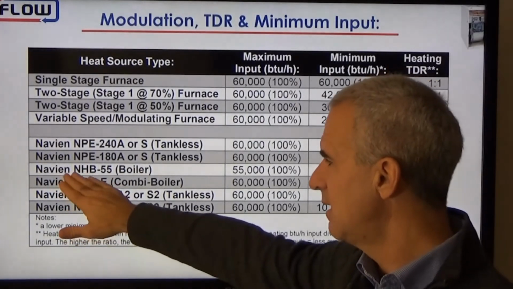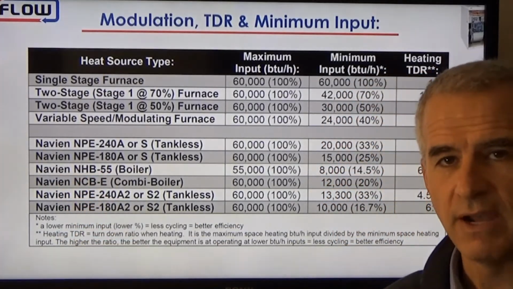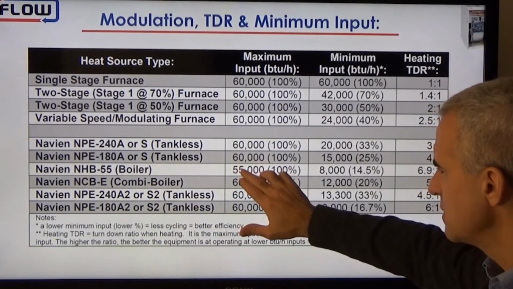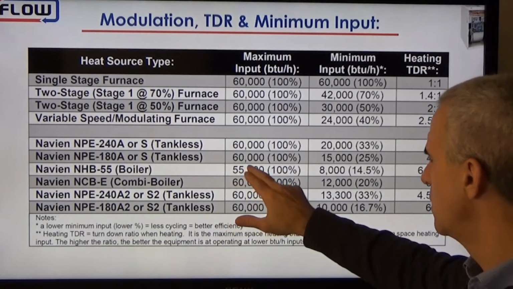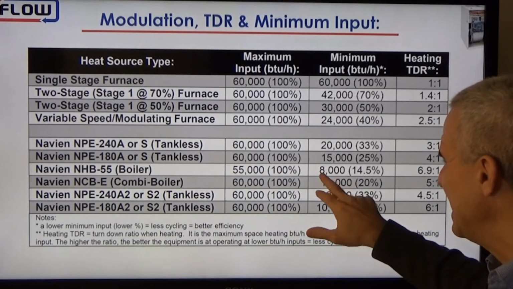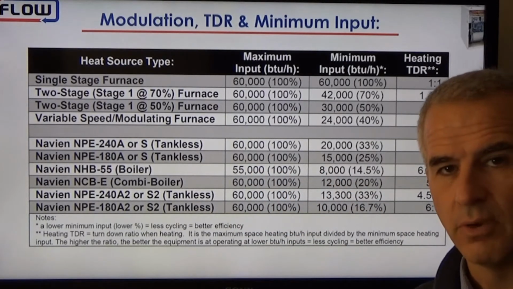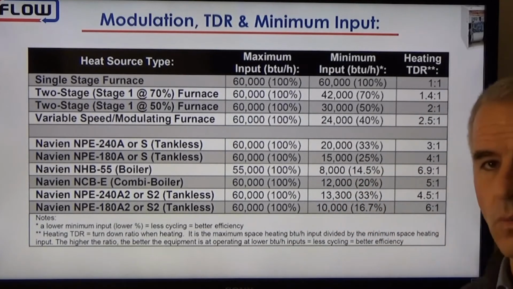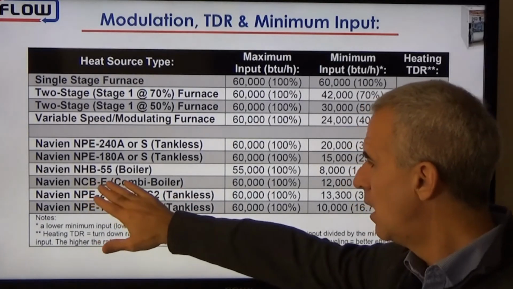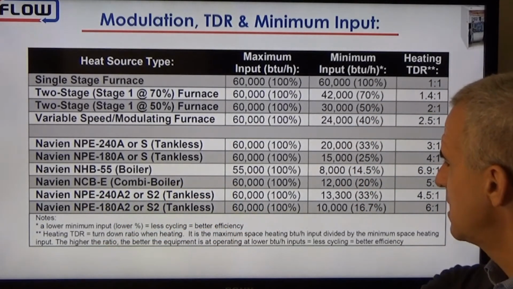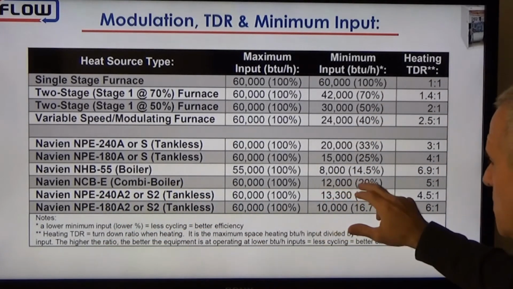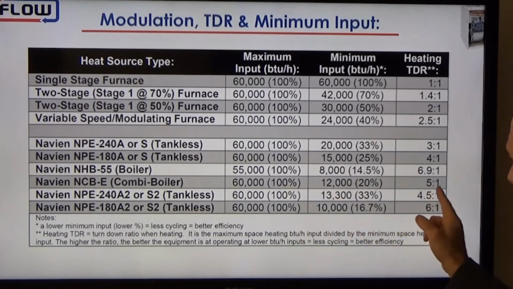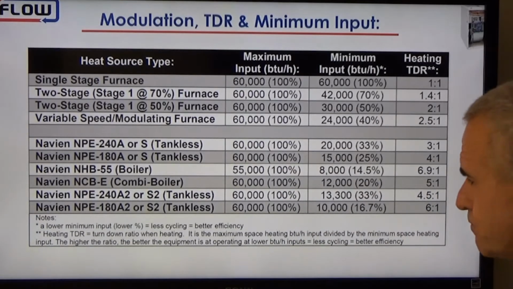But now let's look at the NHB 55. So this is a 55,000 BTU boiler. Very, very close to the 60,000. It's not exactly matched, but very, very close. Minimum input 8,000 BTUs, so down to 14.5% of our maximum, which gives us a nice turn down ratio of 7:1. On our combi boiler, we have a 60,000 BTU delivery capacity, minimum input 12,000 BTUs, 20% of our maximum, for a turn down of 5:1.